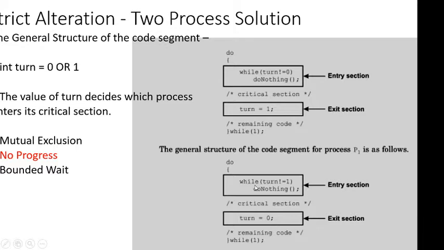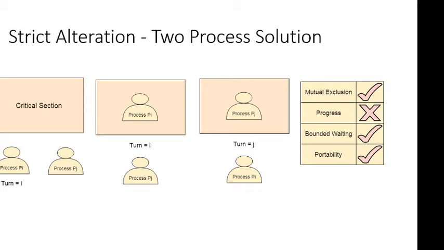So this doesn't become a very good solution. So there is a pictorial depiction of strict alteration. You can see, if turn is 0, process P0 gets its turn, and runs its critical section. Then it sets turn equal to 1, and process 1 gets its turn and runs its critical section.